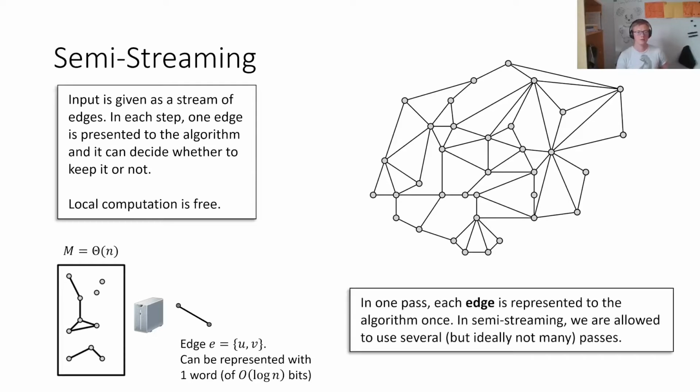And in the semi-streaming model, we often assume that you can go over the stream of edges many times. So in one pass, you get to see each edge once. And we are allowed to do several of these passes, but we would like to minimize the number of them. So ideally, not many passes.